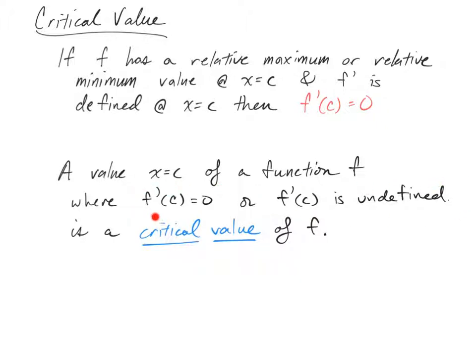We can find the critical values if we find the derivative, set it equal to 0, and solve for c. If we find the derivative and find out where it is undefined, those are where the critical values are, and where the relative maxes and relative mins could be.